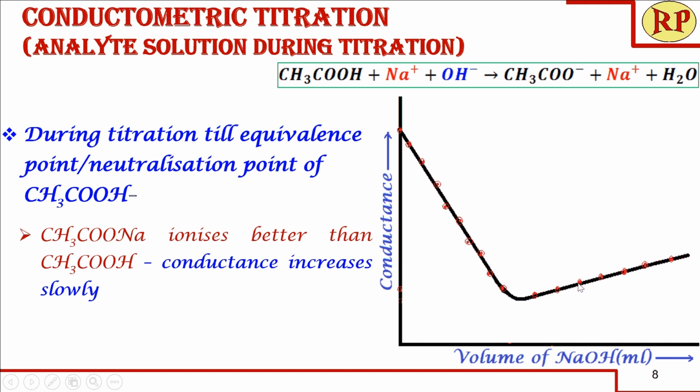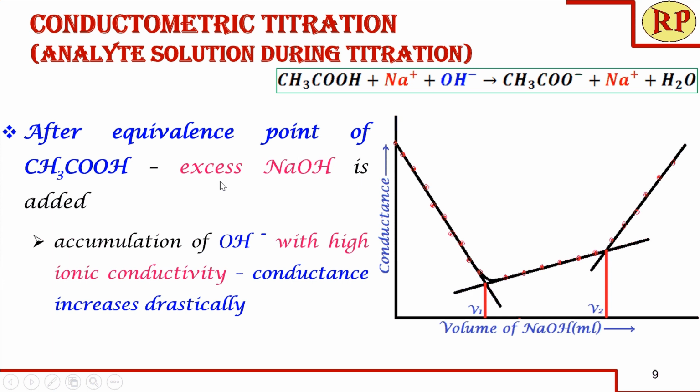So the conductance slowly increases, but it is not a rapid increase as in the case of adding the strong base. Okay. So the conductance slowly increases. This happens till the equivalence point, or neutralization of acetic acid, that is, till all the acetic acid neutralizes to form sodium acetate.